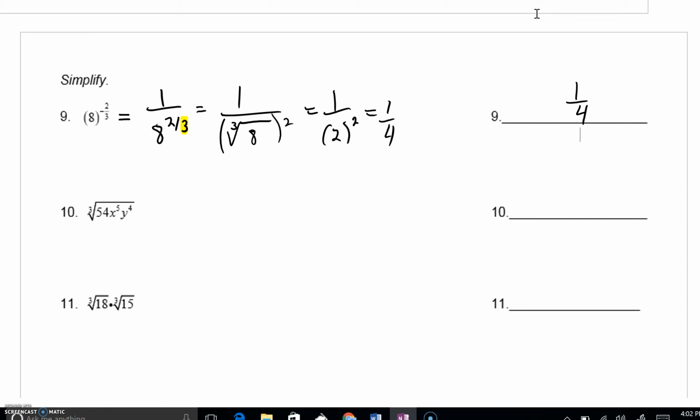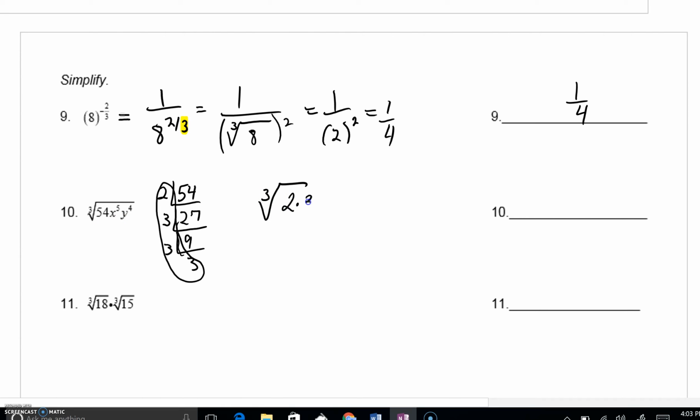For number 10, we really need to break this down. 54, let's look for a division tree. We could say, well, the first prime number that we have is 2. 54 divided by 2 is 27. Now a 2 won't divide into 27, but a 3, which is our next prime number, would. 27 divided by 3 is 9. And finally, we can divide out a 3 again. 9 divided by 3 is 3. What we're going to see is this right here, 54, is 2 times 3 times 3 times 3.